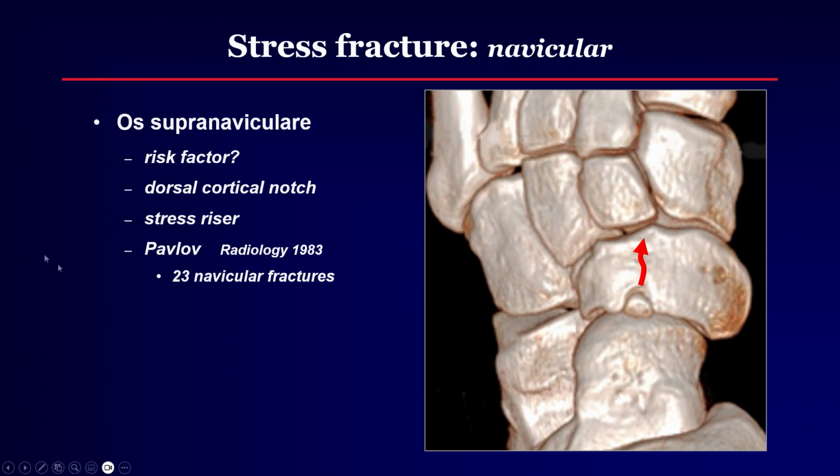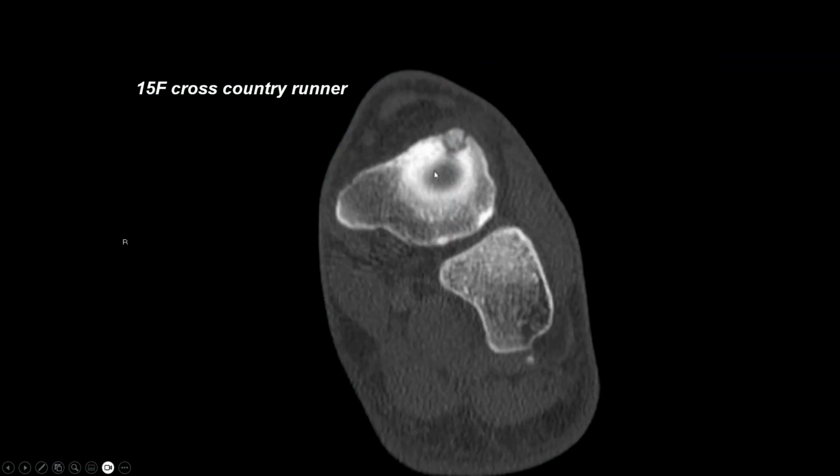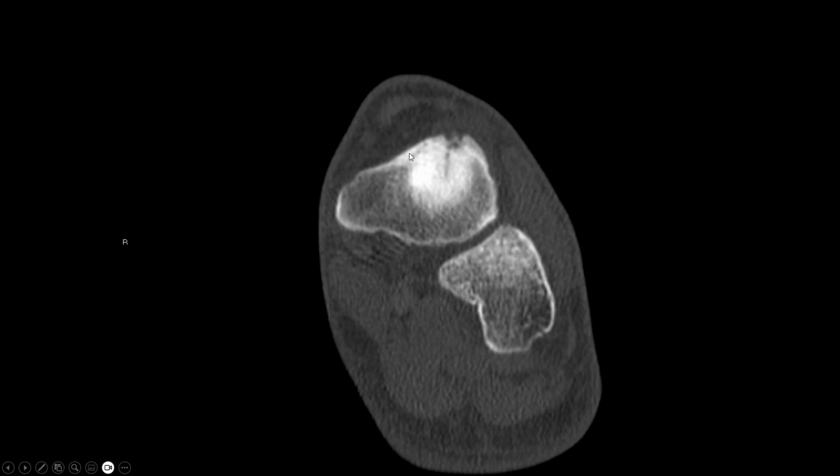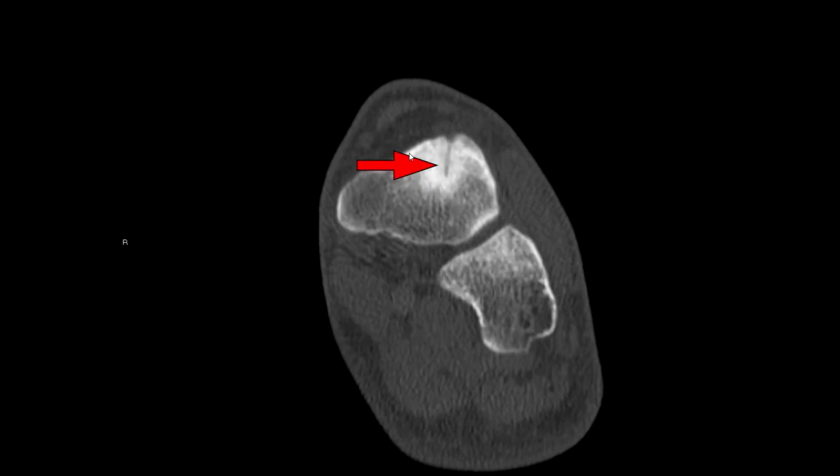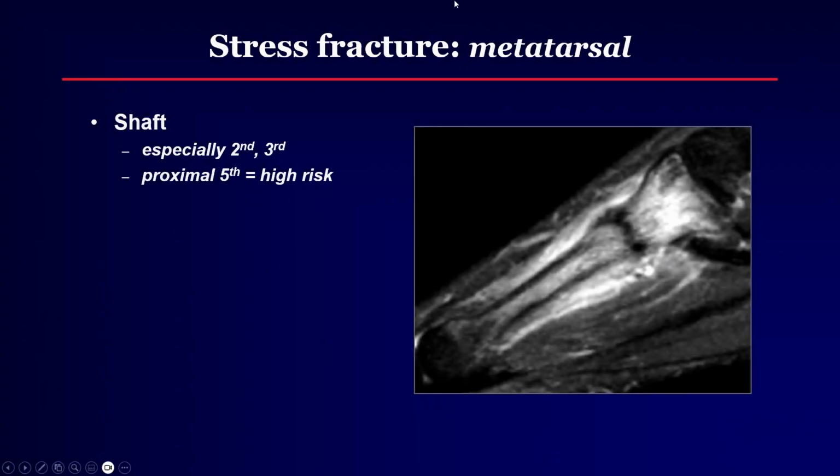But they had 23, huge study, but what they found was almost a quarter of those had an accessory ossicle, and guess what? We had a cross-country runner come in with one of these, and check it out. Maybe there's something to it. But like every other accessory ossicle, you see thousands before you ever see it like this.